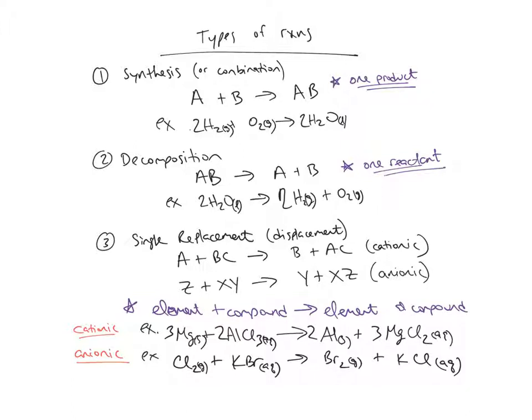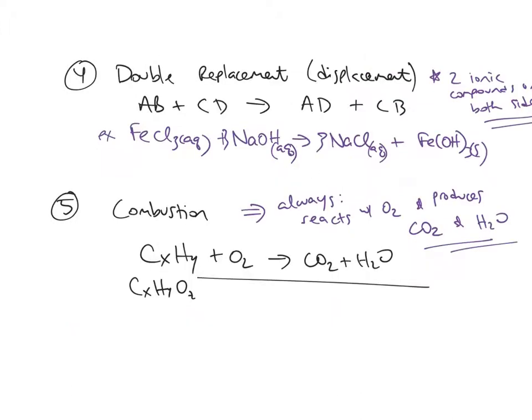For single replacement, we saw that it is always an element and a compound on both the reactant and product sides, and we can have both cationic or anionic single replacement reactions, depending upon the identity of the element, right? If the element is something that forms a cation, it'll be cationic. If an element forms an anion, then it'll be anionic.